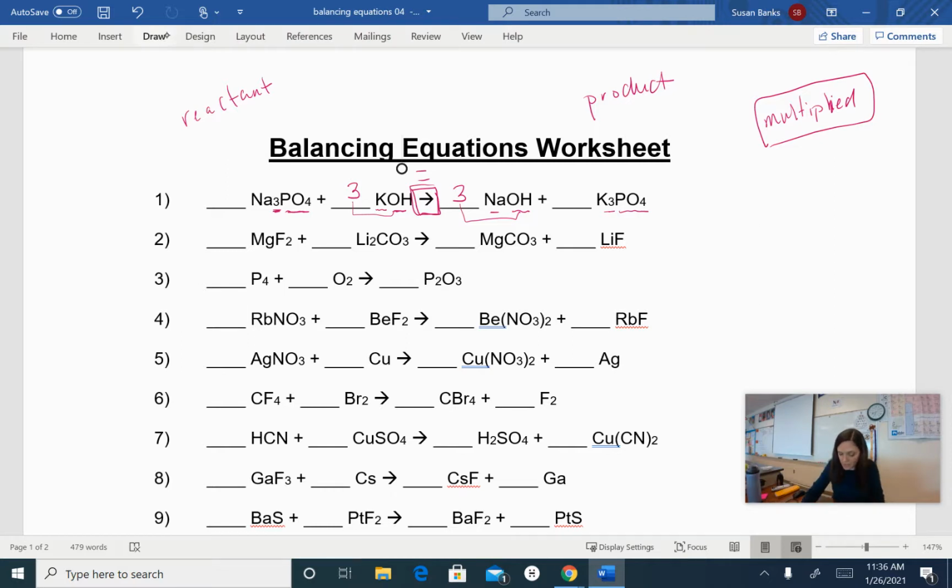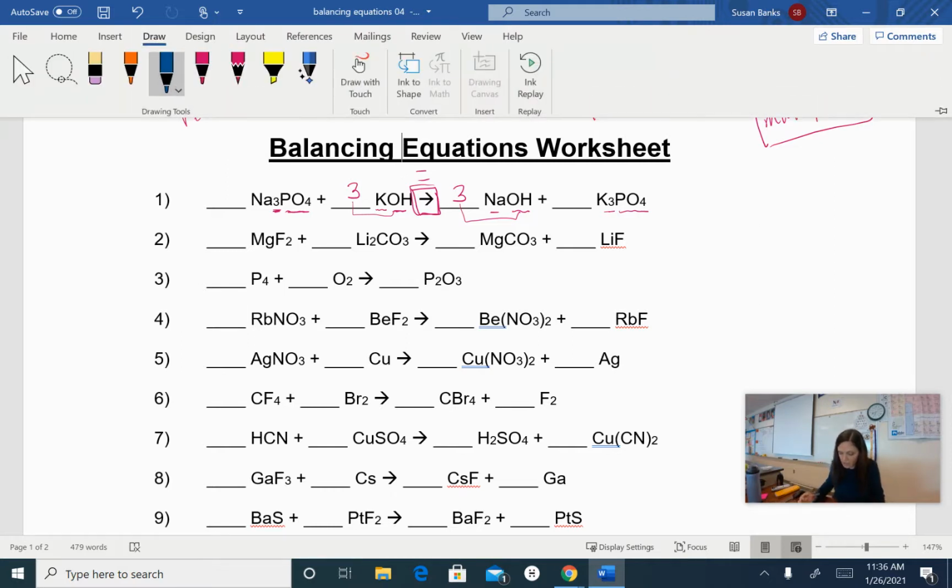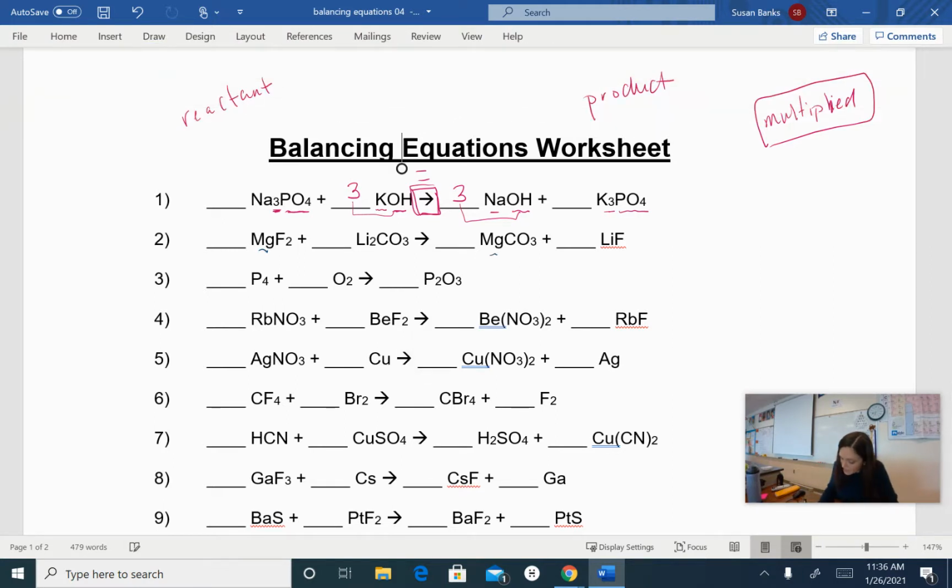Let's look at number 2. Let me change color just to make things easier. Okay, 1 magnesium and 1 magnesium, so I'm okay here. I've got 2 fluorides, but I only have 1 fluoride here. So I'm going to need to multiply my lithium fluoride by 2. And then if I look back here, I've got 2 lithiums. 2 times 1 gives me 2 lithiums.